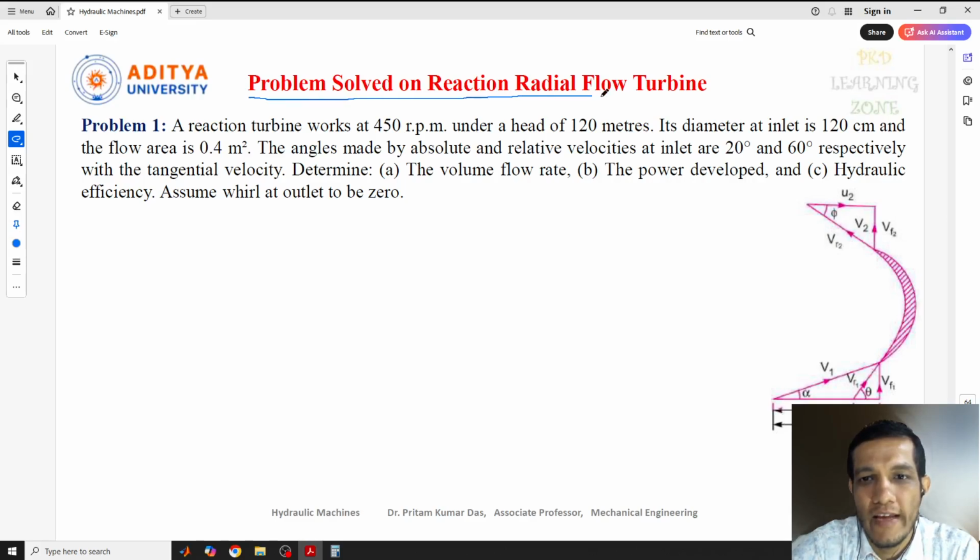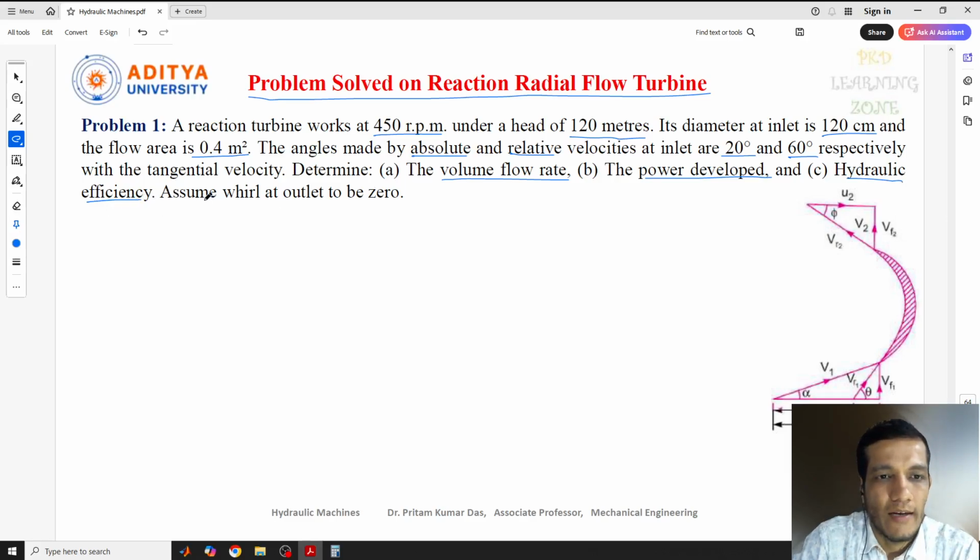So the question I have taken: a reaction turbine works at 450 rpm under a head of 120 meters. Its diameter at the inlet condition is 120 centimeter and the flow area is 0.4 meter square. The angles made by absolute and relative velocities at inlet condition are 20 degree and 60 degree respectively with the tangential velocity. Determine the volume flow rate, power developed and the hydraulic efficiency, and assume the whirl velocity at outlet to be 0. So for this problem it is given a reaction turbine.